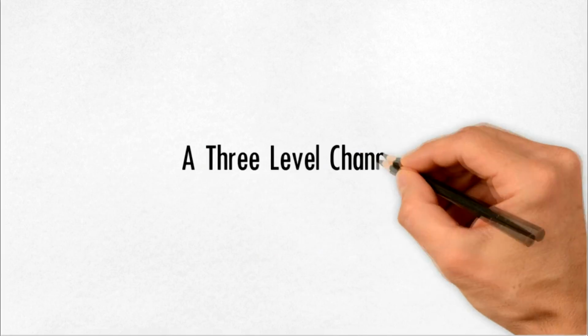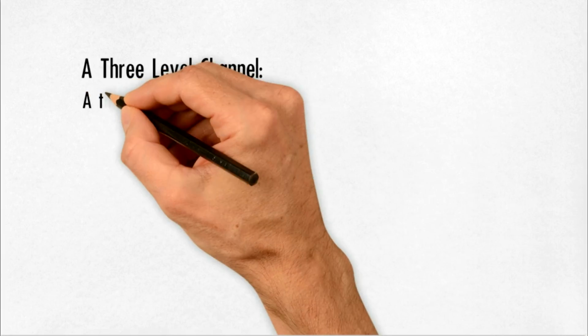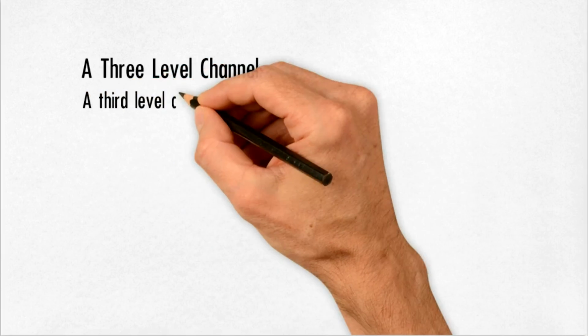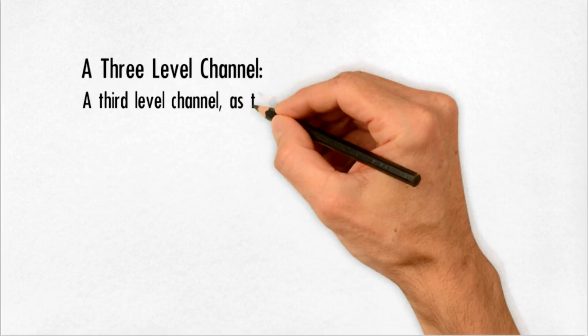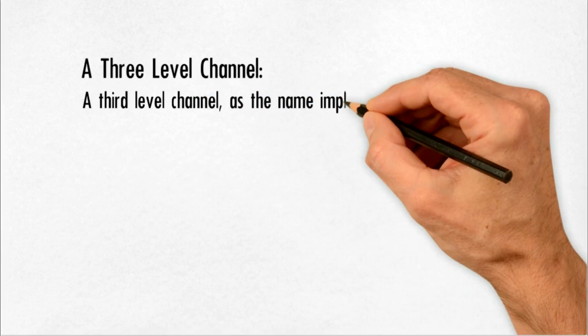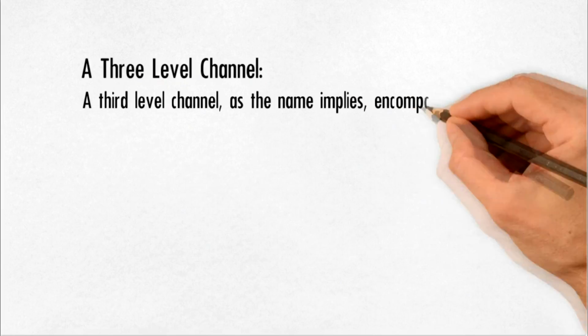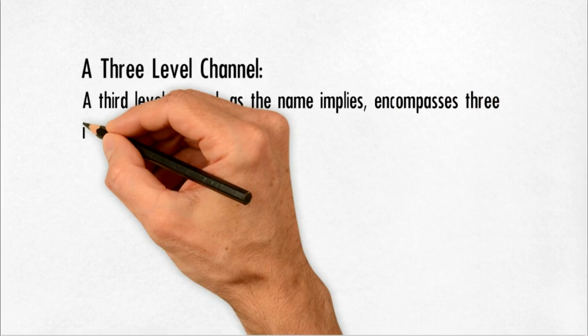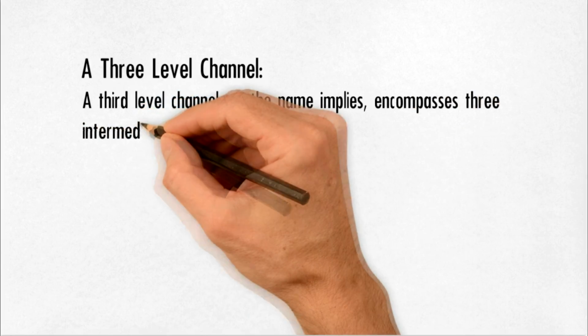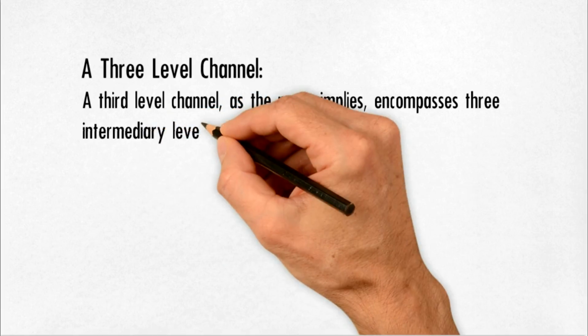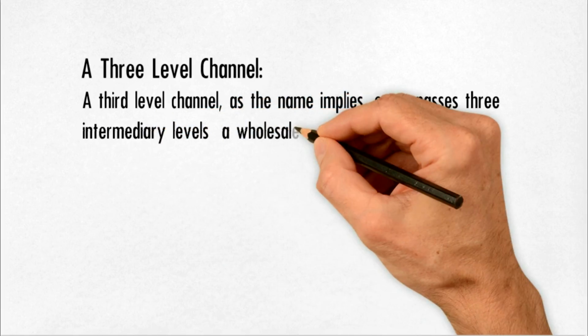A third level channel. A third level channel, as the name implies, consists of three intermediary levels: a wholesaler, a jobber, and a retailer. In the poultry industry, products like mutton, chicken, eggs, etc. are first sold to wholesalers. He then sells them to jobbers, who sell to small and unorganized retailers.